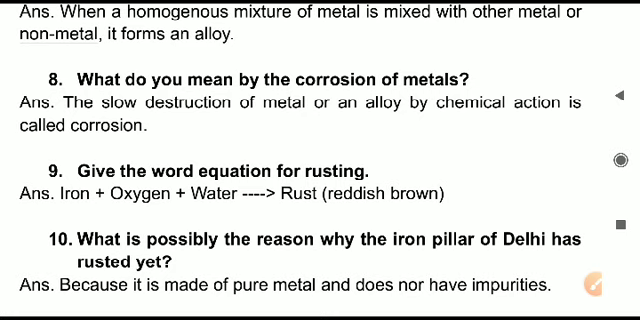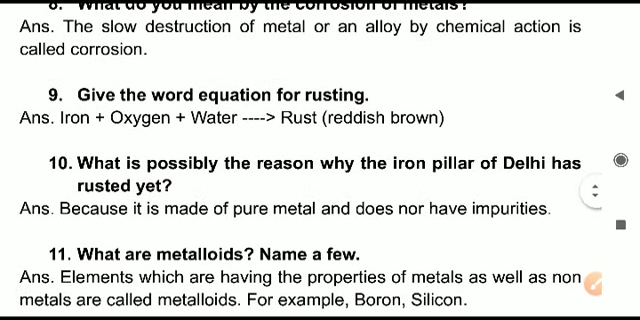That can be asked separately, not in this answer. You don't have to write the definition, we have seen it for corrosion. We'll move to question 9. Give the word equation for rusting. Rusting is a type of corrosion only, and if the corrosion takes place on iron metal, then it is called as rusting. We'll read the equation.